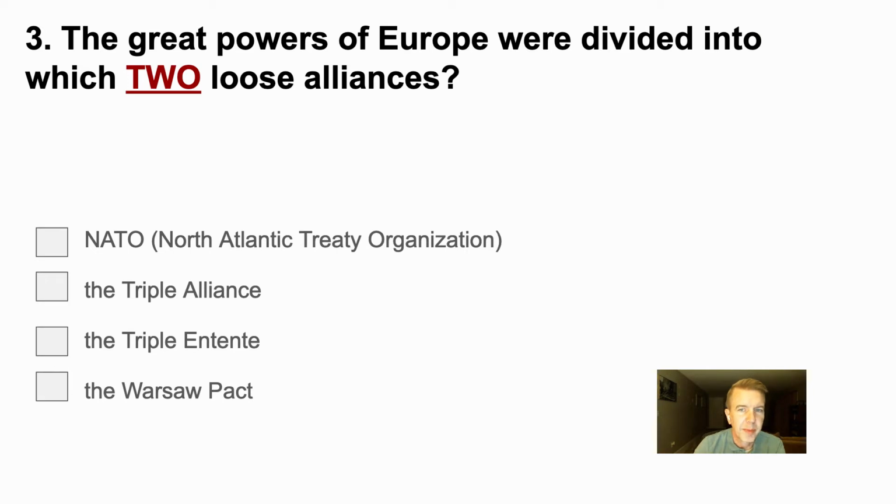Okay, the great powers of Europe were divided into which two loose alliances? Those are the Triple Alliance and the Triple Entente. Warsaw Pact and NATO were Cold War things. The Warsaw Pact has disappeared. The NATO alliance, or the North Atlantic Treaty Organization, still exists.